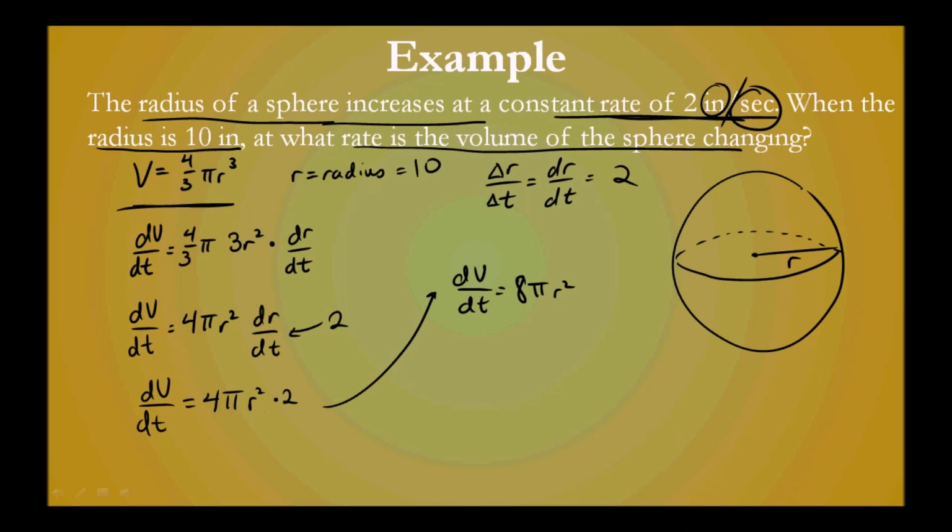At the instant we're concerned with, the radius equals 10 inches, so dv dt is equal to 8 pi times 10 squared, the radius squared. dv dt is 800 pi. And what are our units? Change in volume with respect to time: inches cubed per second.